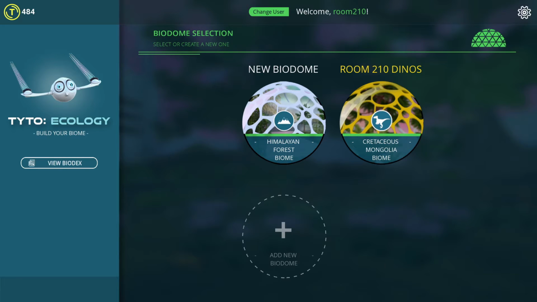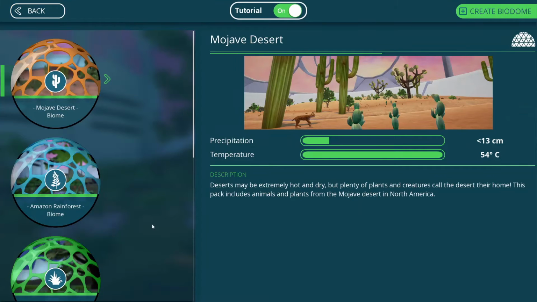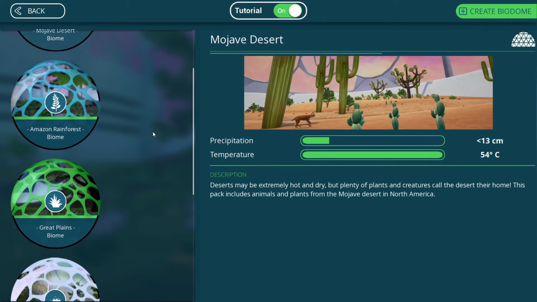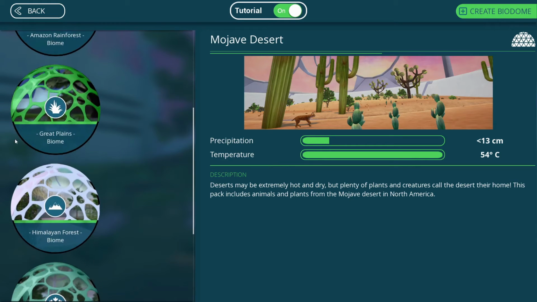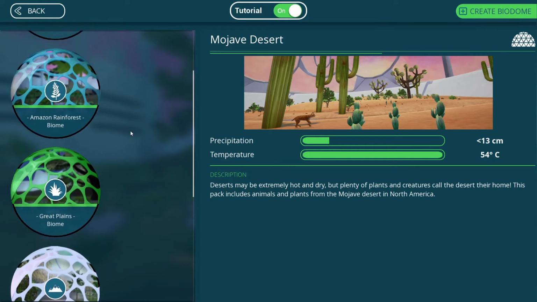So what we're going to do is you guys are going to do some research in class today and pick which kind of biodome you want to make. Let me show you what your choices are so you know what to research. We could do a desert biome, the Mojave Desert, which is a desert in the United States. We could do the Amazon rainforest biome. We could do the Great Plains biome.